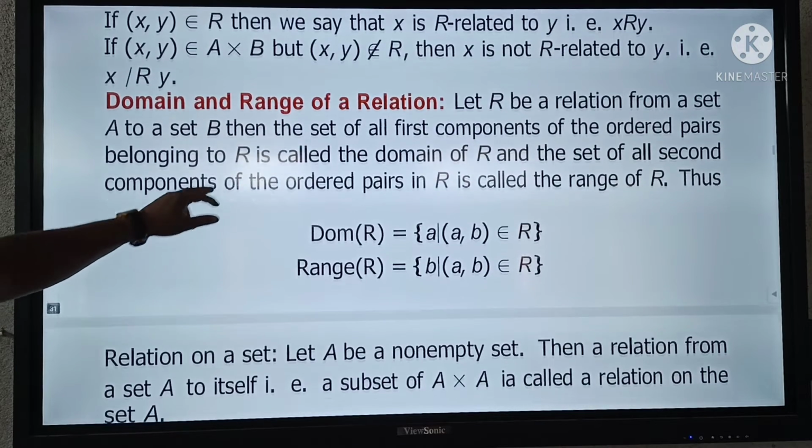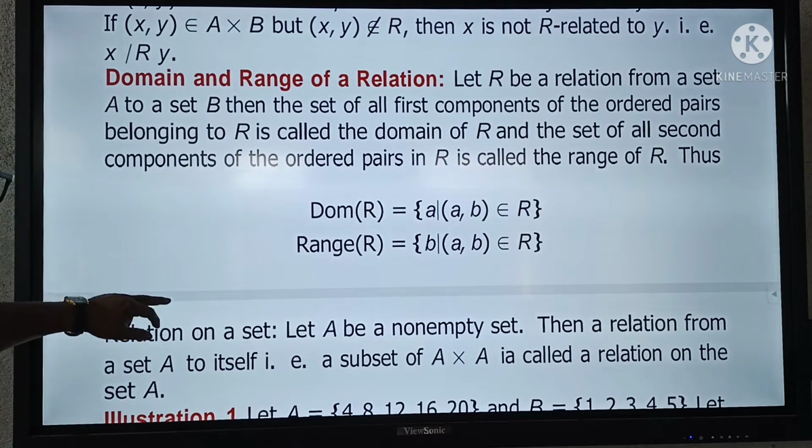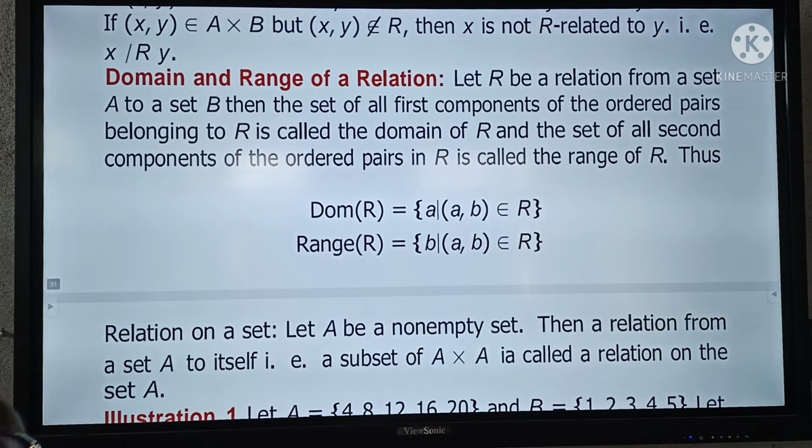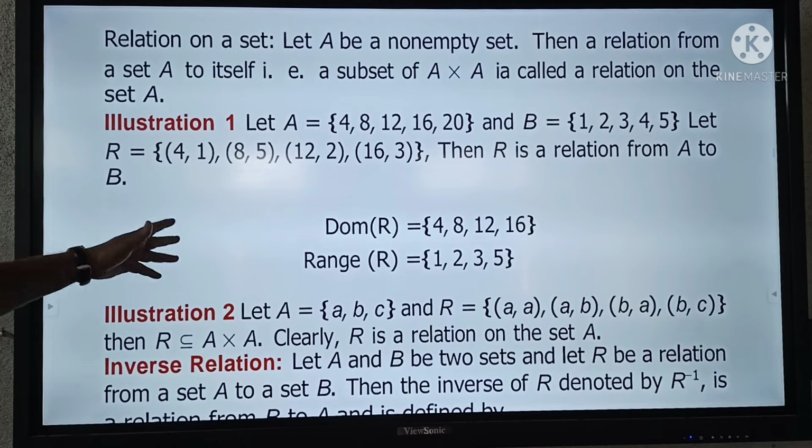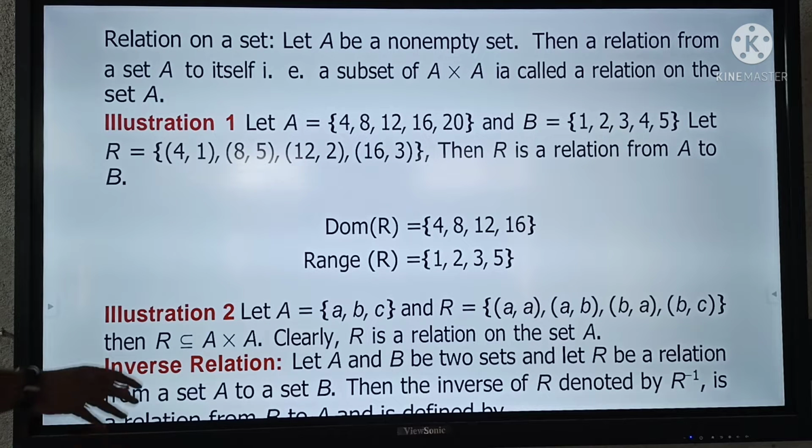So see, domain and range of the relation. What is meant by domain and range? We know that, we have studied this one. So this is just a revision. The illustration, meaning the example, is here.